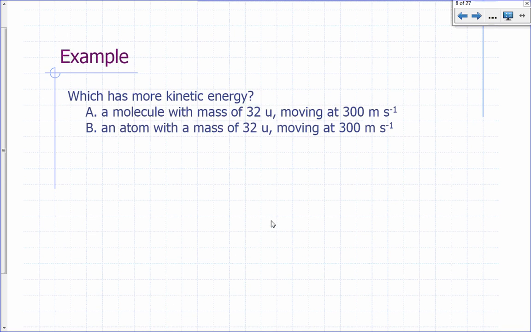So here's a question. Which has more kinetic energy? A molecule with a mass of 32 atomic mass units moving at 300 meters per second, or an atom with a mass of 32 atomic mass units, same mass, moving at 300 meters per second? Which one has more kinetic energy?